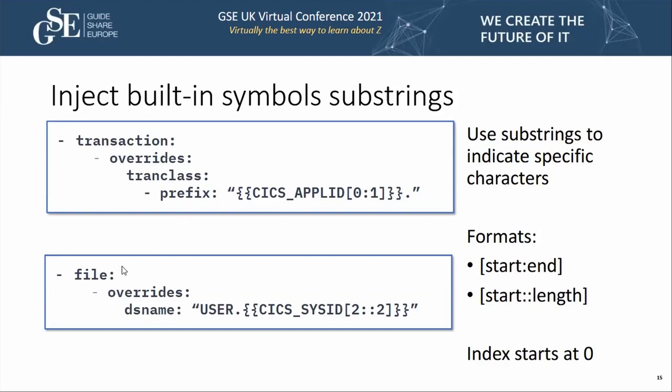And then in the file resource type, we have another override here, and we've got a DS name. And this time we're setting the DS name to the user, and we're saying the CICS ID. We're taking index 2, which is character 3, for a length of 2 bytes. So the character 3 and 4 will be copied into the dataset name after user dot. And so in that way, we can take our symbols, but we can also reuse them. If you've got naming conventions, for example, based on Apple IDs or things like that, we can certainly pick those off and try and use them within the support and overrides.